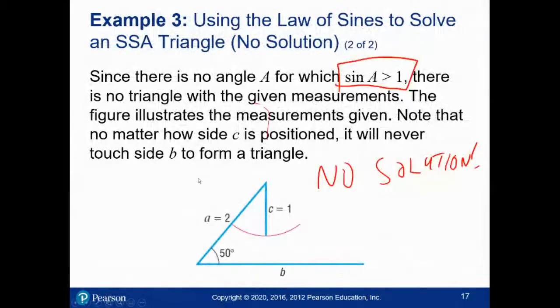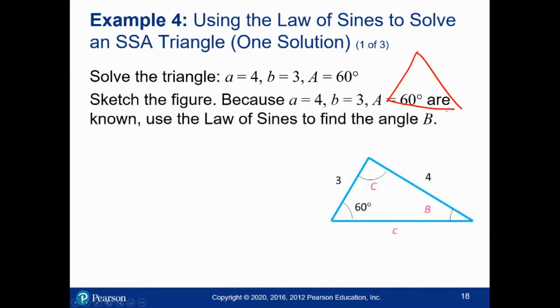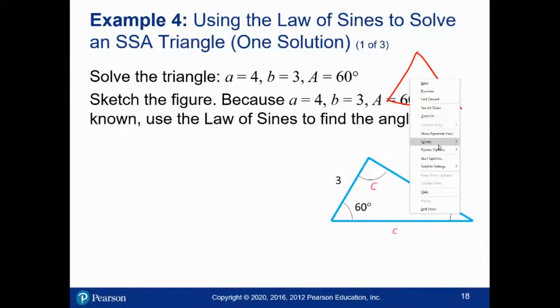Okay, so anyway, no solution for this one. Here's another example. We are given two side lengths and an angle, and the angle is not in between them. So I like to draw a picture, which hopefully is not going to meet their text. Yes, it will. Oh, they draw a picture this time. Great.